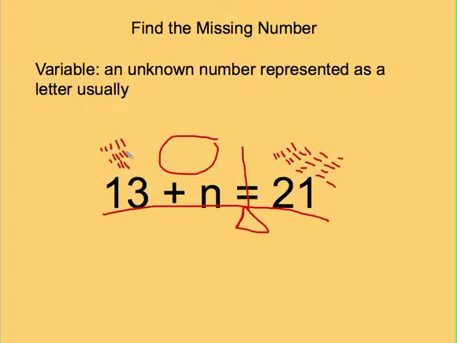Well, I have 13 so far. Let's just count on to get up to 21. 14, 15, 16, 17, 18, 19, 20, 21. Now I know the two sides are balanced. There's 21 over here, 21 over here. They truly are equal. Let's figure out what n was. 1, 2, 3, 4, 5, 6, 7, 8. So in this problem, we figured out that n must equal 8 in order for the problem to be balanced.